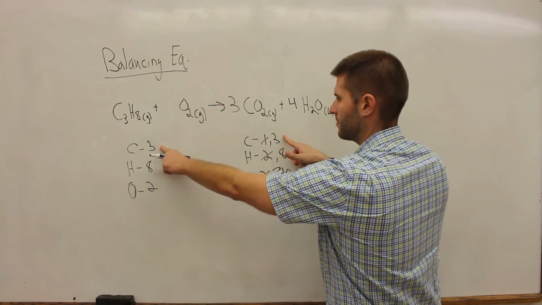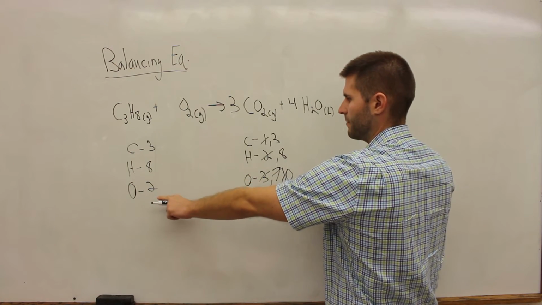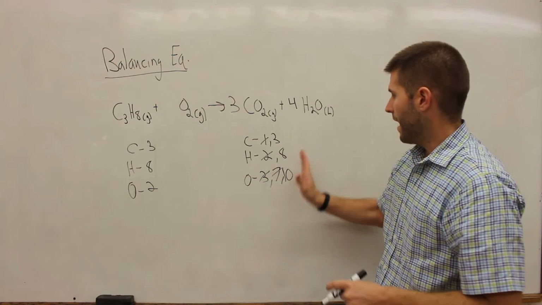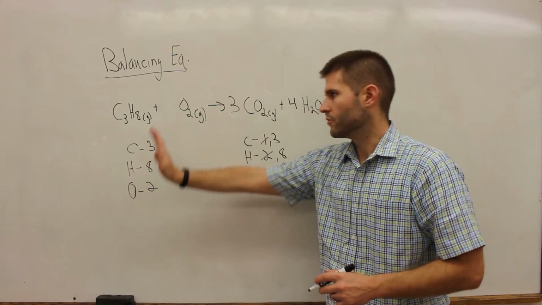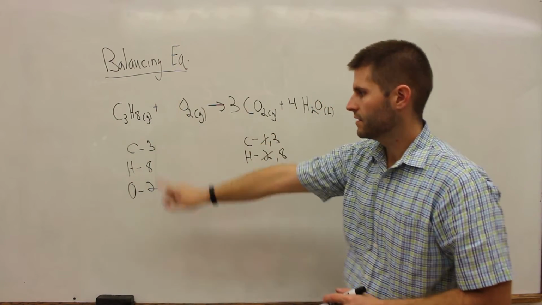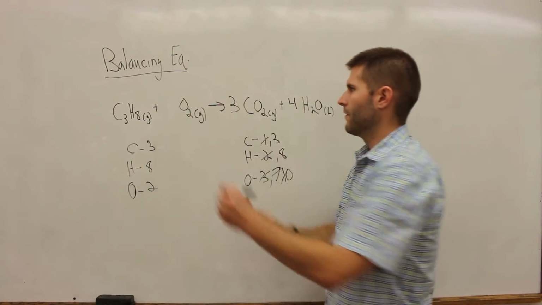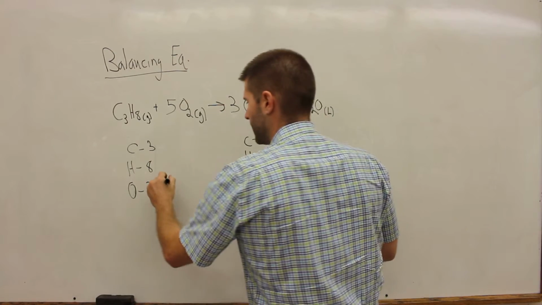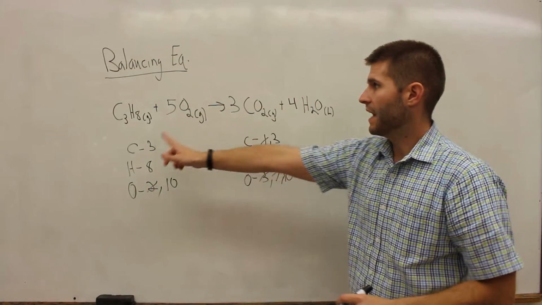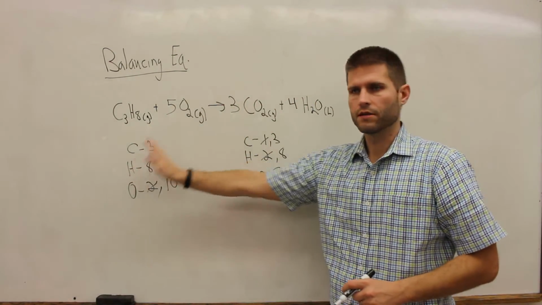We have balanced out the carbons, we've balanced out the hydrogens, now we need to balance out the oxygens. Well, now in this case, we have more oxygens on the right than we have on the left, so we need a stoichiometric coefficient on the left. Here we have 2, we have 10. If I place a 5 in front of the oxygen on the left side, I get 10. And now this is a balanced chemical reaction.